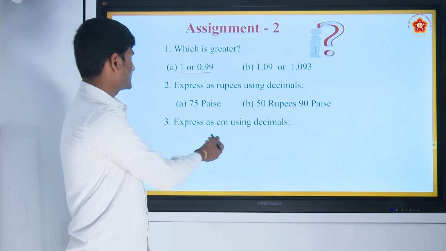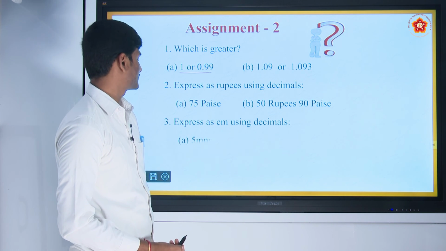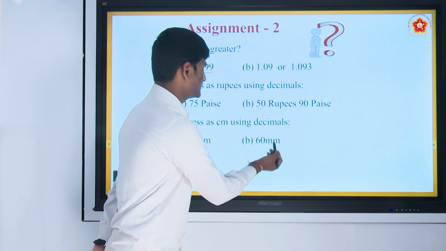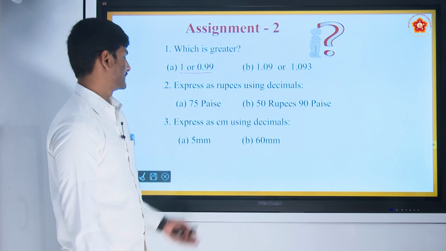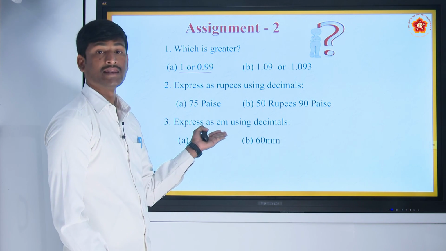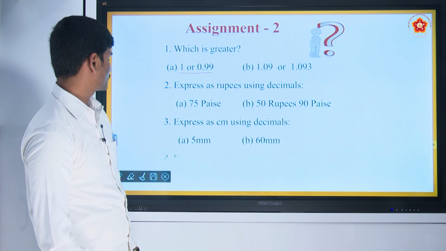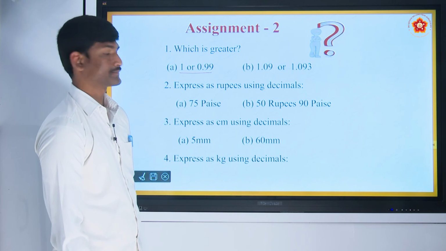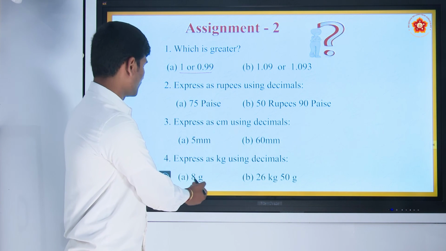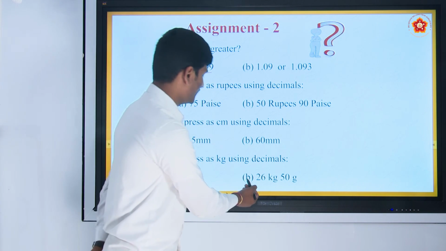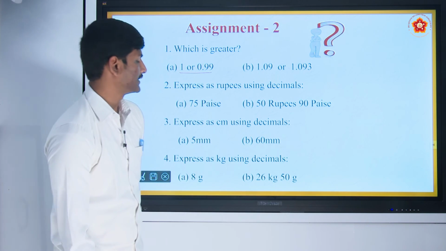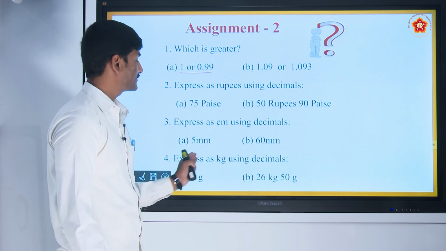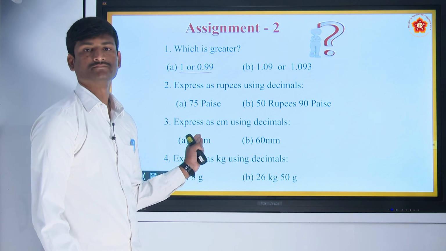Then express as centimeter using decimals. The first one is 5 millimeter and 60 millimeter. This question is based on conversion of length. And the fourth question is express as kg using decimals. A is 8 gram and B is 26 kg 50 gram. These two problems are based on conversion of weight. Okay.